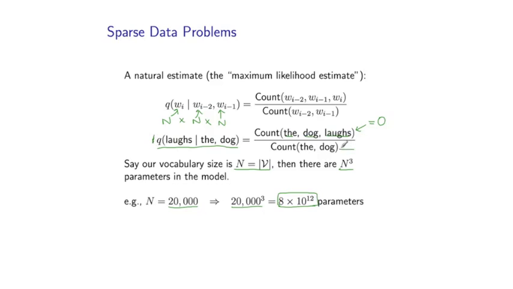Worse still, in some cases, this denominator may be 0. Maybe I've never seen the words the followed by dog. And in that case, this ratio is completely undefined, and the estimate really falls apart. So the main point here is that we have a very large number of parameters. We have a limited amount of training data. That will mean that many of these counts are equal to 0, and that will lead to estimates being unrealistically low or actually ill-defined. But we'll soon see that we can modify these style of estimates in ways that make them quite robust to these problems.